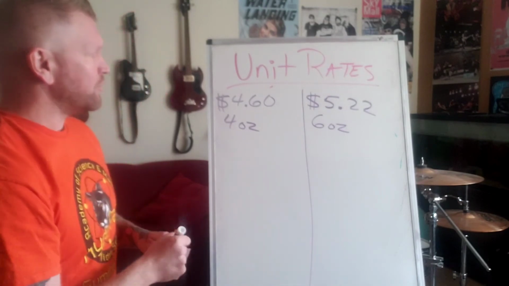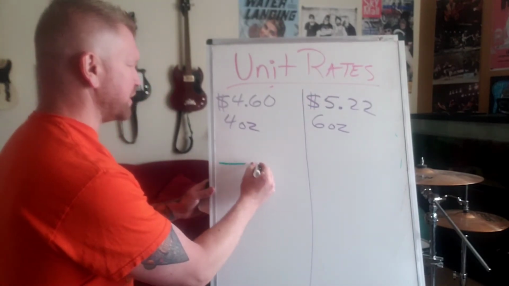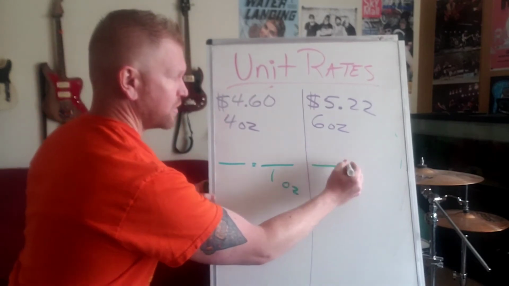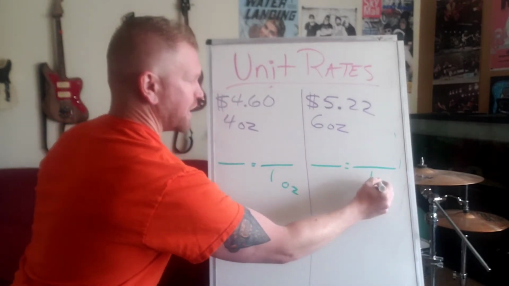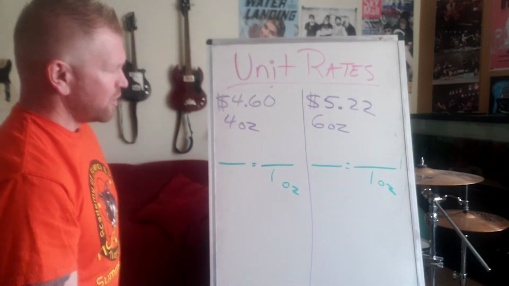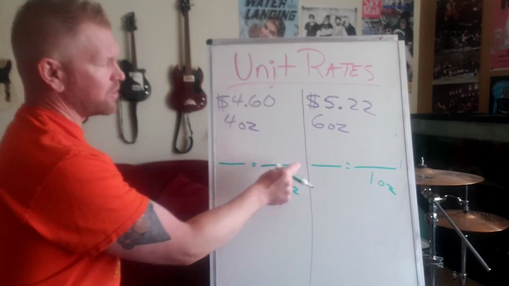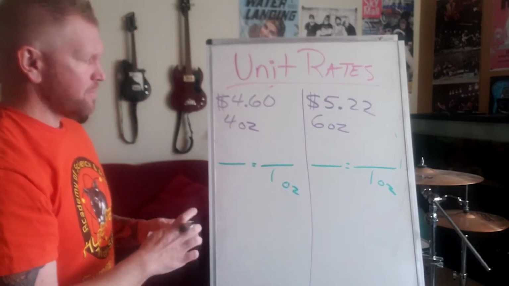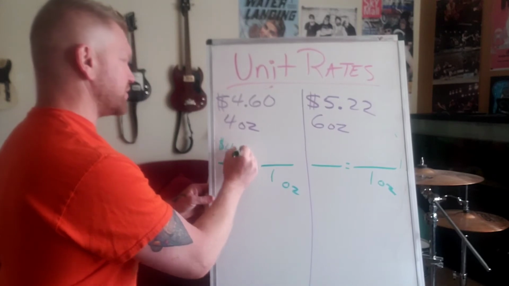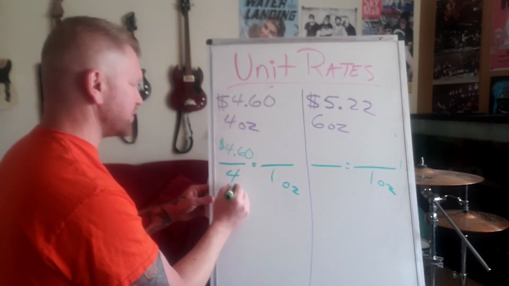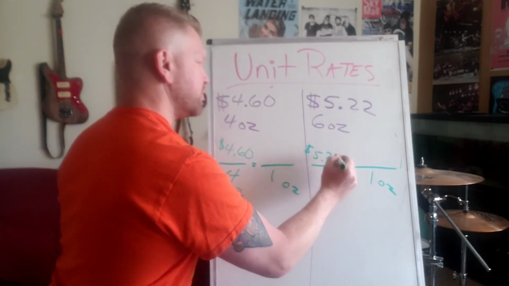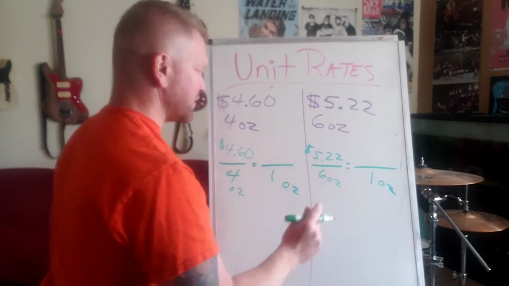And if you said per ounce, you're right. We want the ounces to be in the denominator. We eventually want to find out how much for 1 ounce. So if we're trying to find out how much it costs per ounce, what numbers will go here and what numbers will go here? For this one, if you said $4.60 over 4 ounces, you're right. And this one should be $5.22 for 6 ounces.